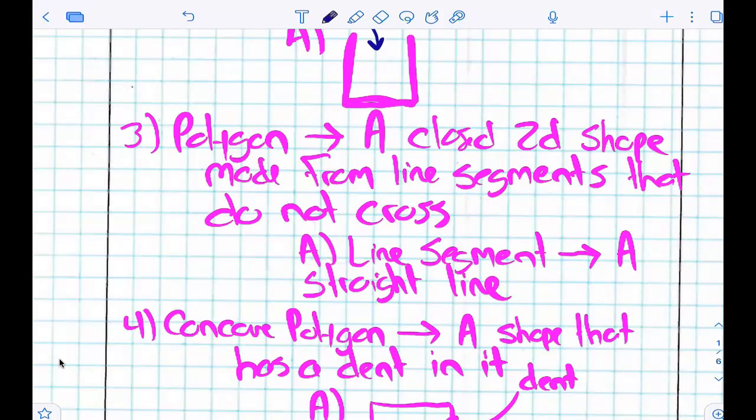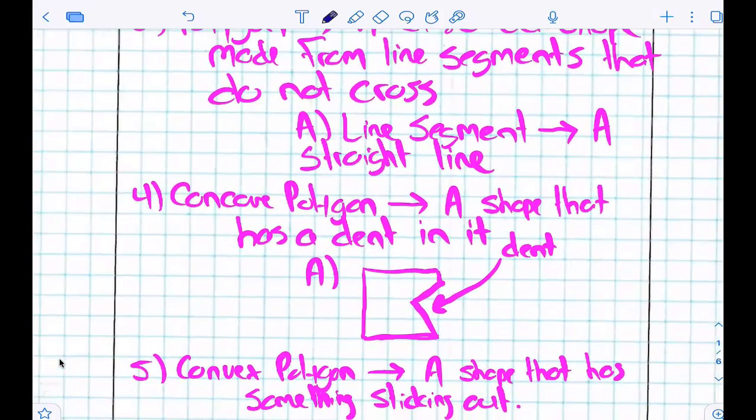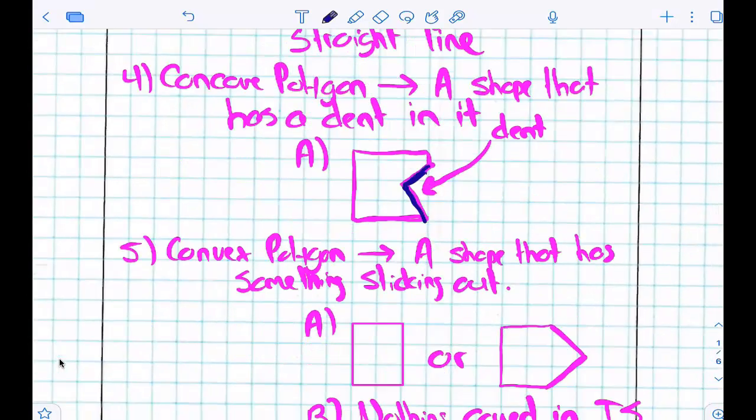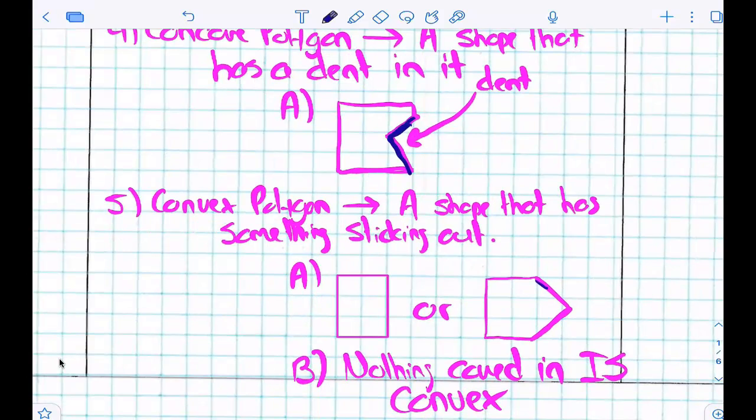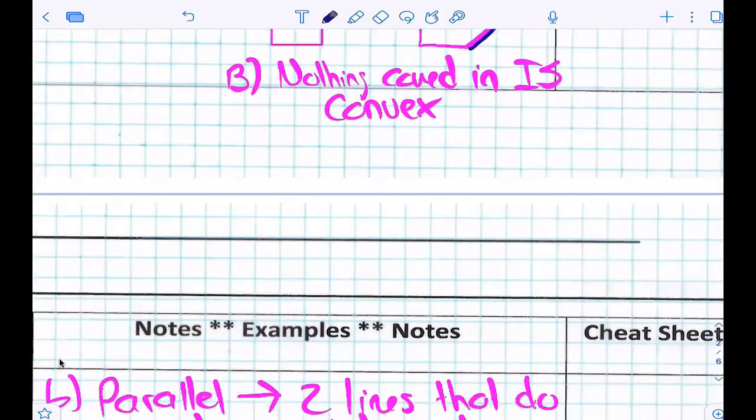Okay. A concave polygon is a polygon that has a what in it? A cave-in. Concave, cave-in, yes. A convex polygon doesn't have a dent, but it has something that sticks out, or it's just a regular old polygon. It doesn't have really anything like caved in or sticking out.